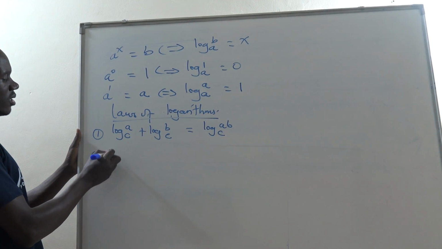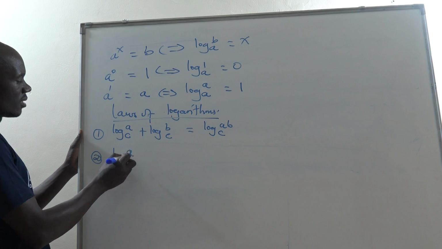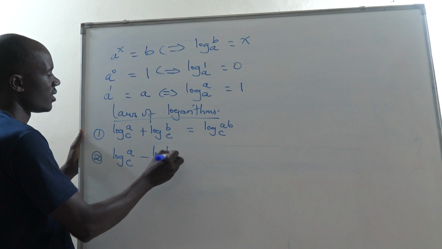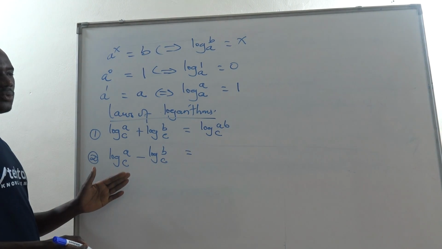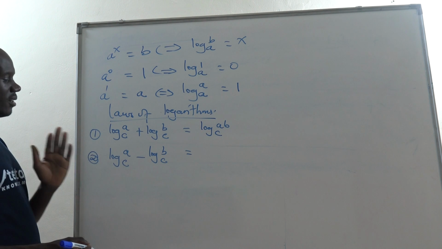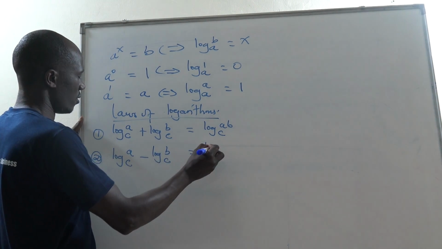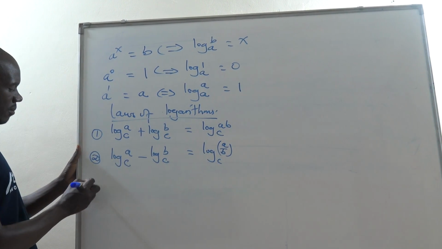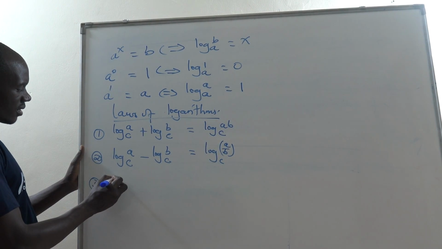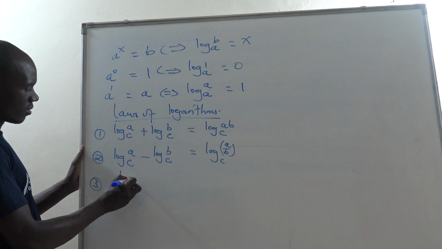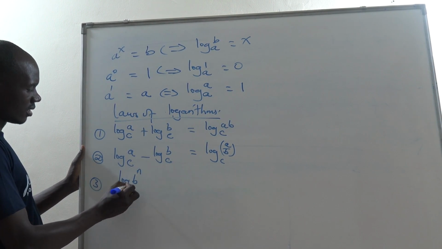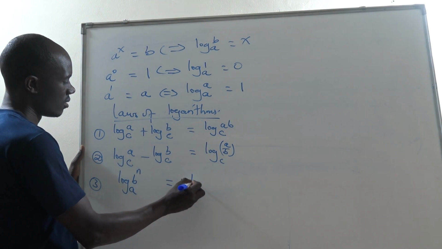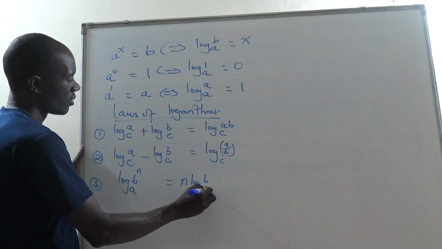Law number 2: if you have log of a base c minus log of b base c, it is the same as, when you are subtracting, we do the division. So we say log of a over b to base c. Number 3: if you have log of b power n base a, this is the same as n log of b to base a.